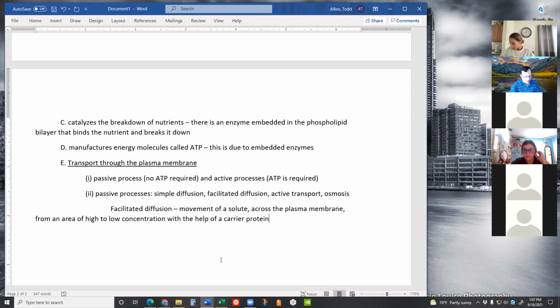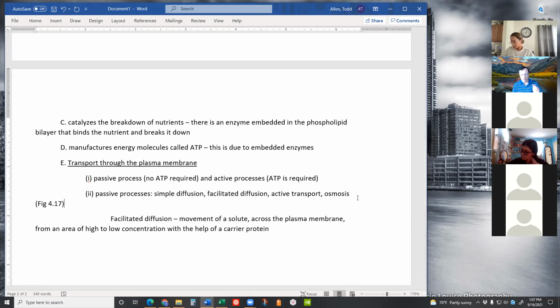In other words, there is a protein embedded in the plasma membrane. Take a look at figure 4.17. Samantha, please unmute your microphone and tell me what color the transport protein is in figure 4.17, picture C. It's purple. Thanks, Samantha. I just wanted to know you were looking at the right spot. You're absolutely correct. Thank you.